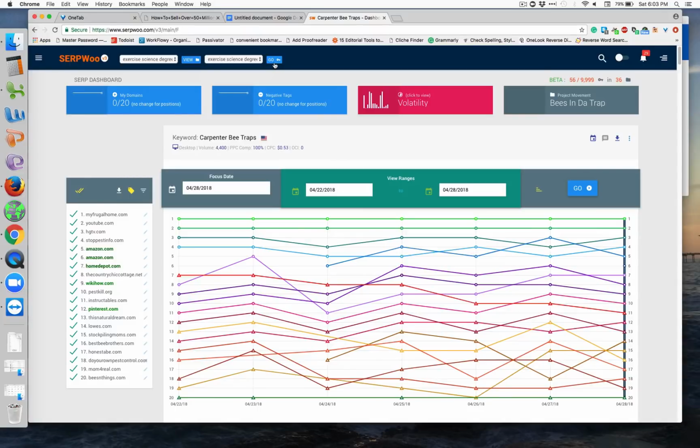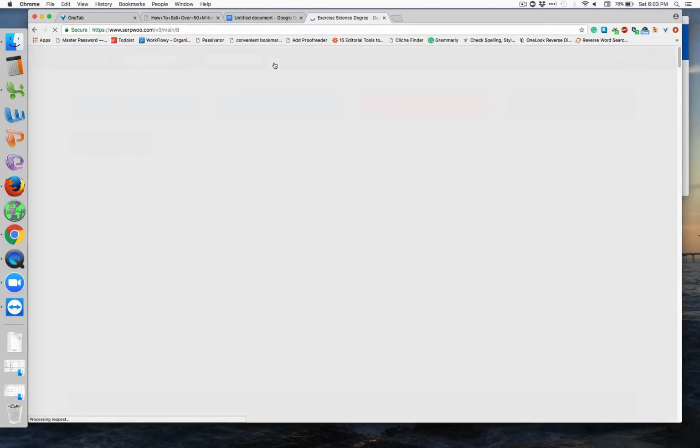This keyword could have been exercise science degree. It could have been a bachelor's in exercise science. It could have been online masters of exercise science. It could have even been kinesiology degree. Again, this particular keyword is nothing special. It's just a sample to show you. So I'm going to go ahead and pull this keyword up.